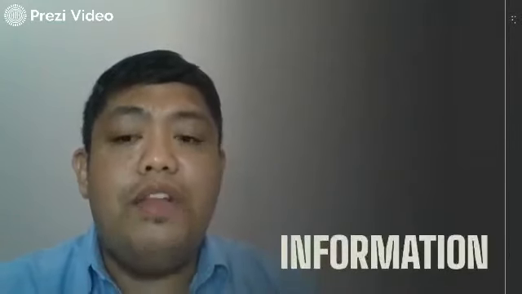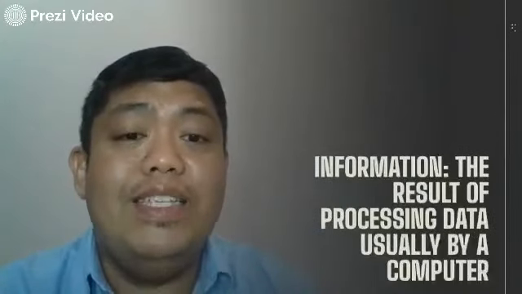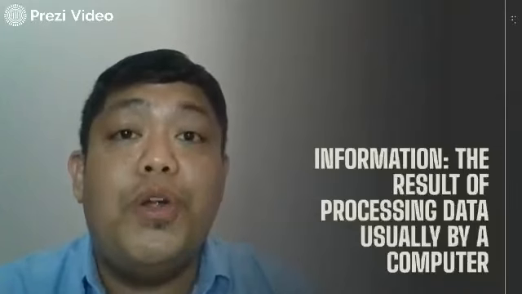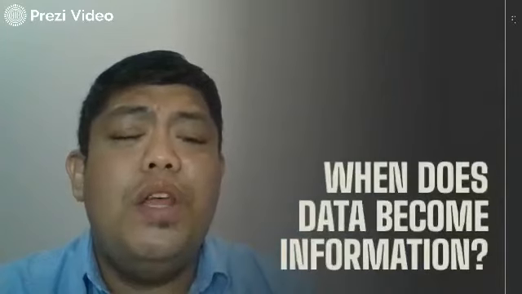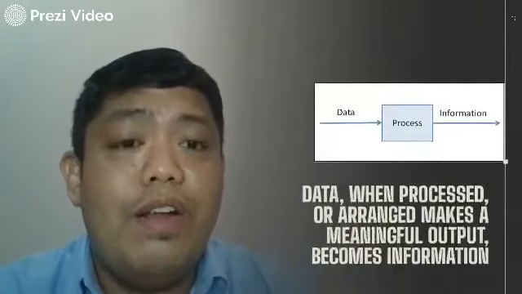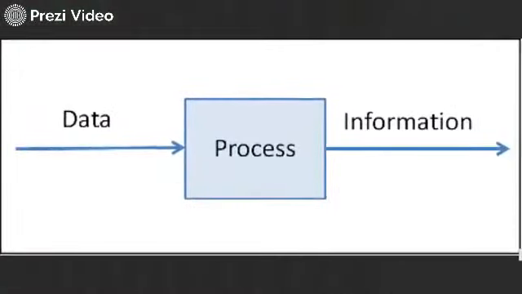Next, let's look at information. So we define information as the result of processing data, usually by a computer. The question now is, when does data become information? Okay, here is an example, a picture which gives us a brief example of when data becomes information. So basically, data, when processed, becomes information.